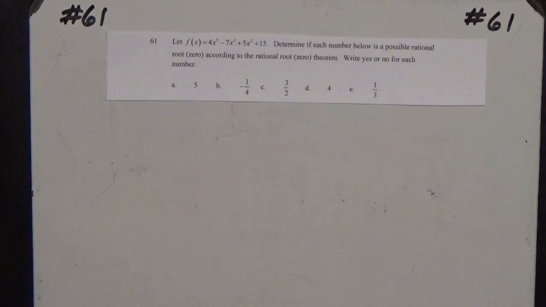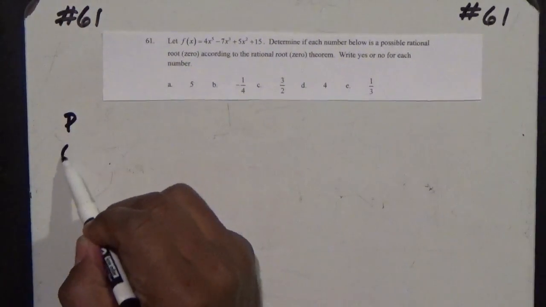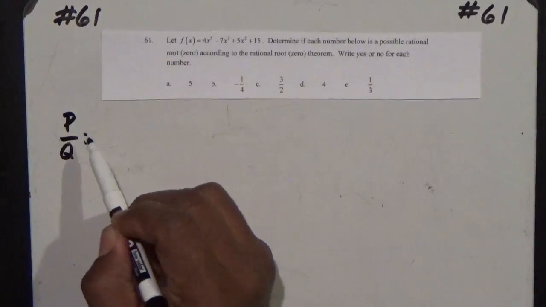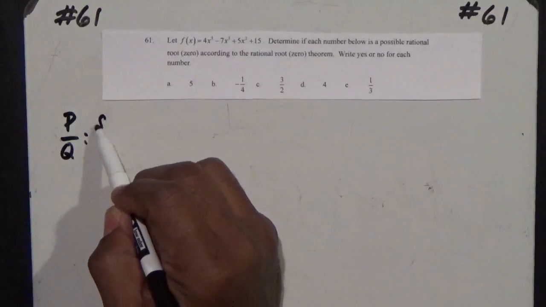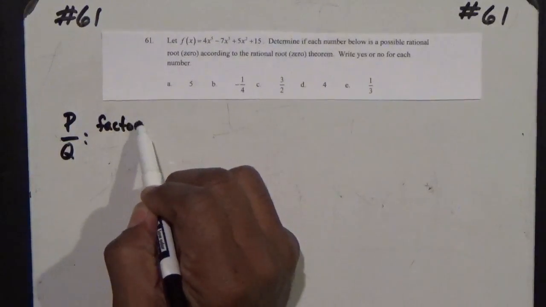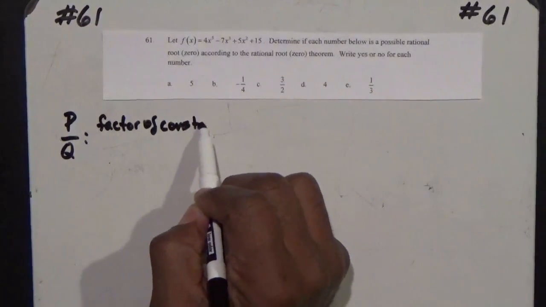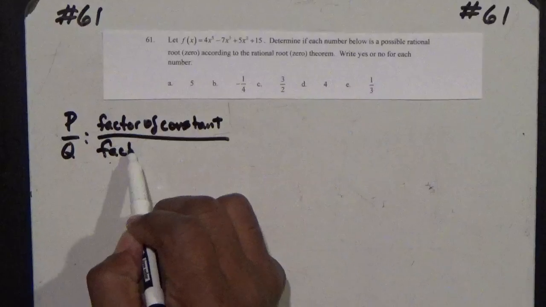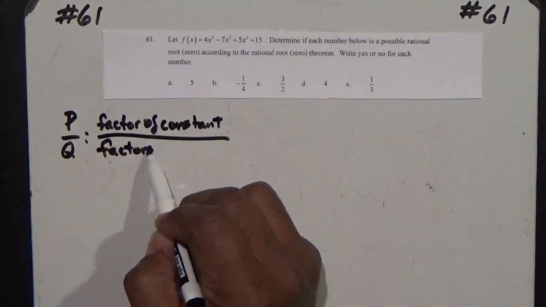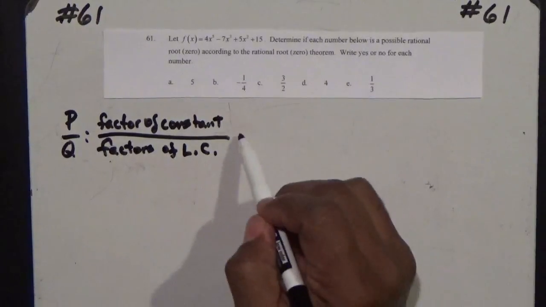So in order to do that, some people use P over Q. All right, and all that stands for is the factors of your constant over the factors of your leading coefficient. LC stands for leading coefficient today.